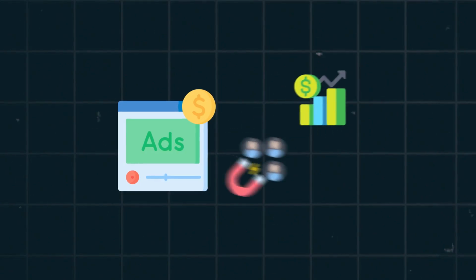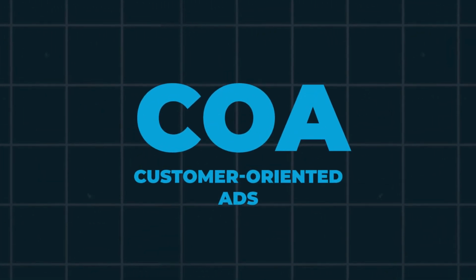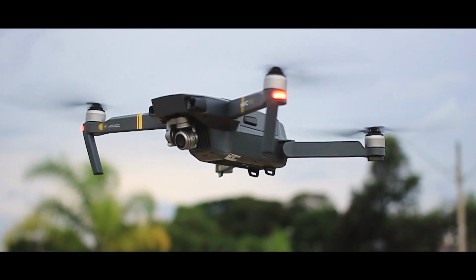To generate sales and leads from Facebook ads, you want to use what we call COA, customer-oriented ads. A lot of business owners make the mistake of running ads that are all about them and not their customer. Business-oriented ads sound like this. We're an award-winning company. We have the best of the best team members. We have the latest technology. We're running a sale, and so on. Customer-oriented ads sound like this. You can accomplish your goals faster, better, easier, or for less using our product or service.